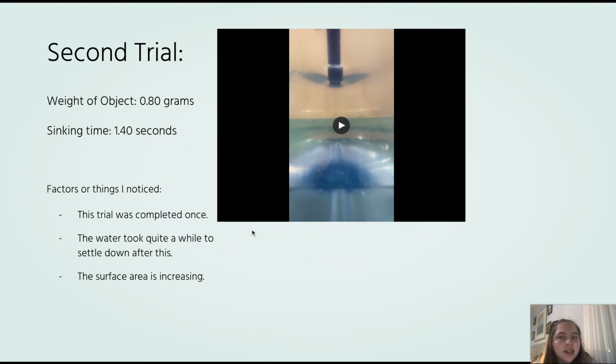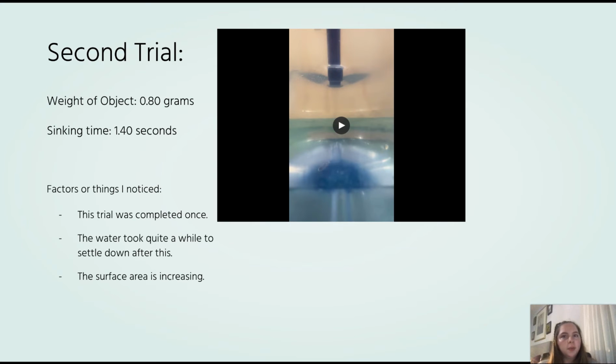Okay. That is my second trial, which I completed right after my first one. The weight of this object was 0.8 grams, and the sinking time was 1.40 seconds. So, like I said before, this trial was only completed once, and I also noticed that the water took quite a while to settle down after this.